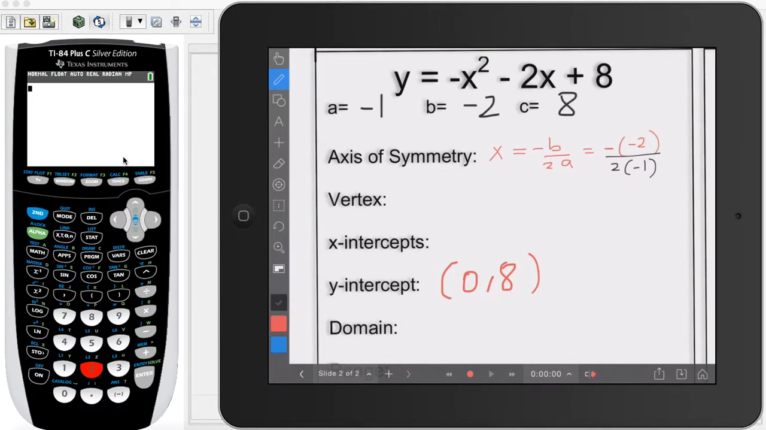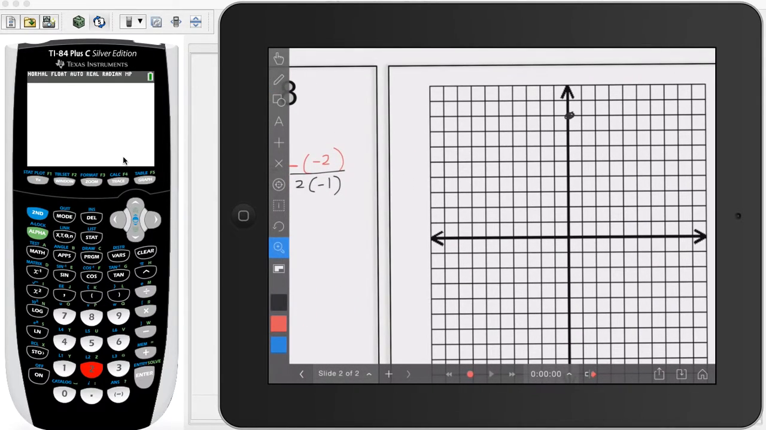So x in this case is negative times a negative 2, which is a 2, over 2 times negative 1, which is a negative 2. 2 divided by a negative 2 is a negative 1. So the axis of symmetry in this case is x equals negative 1. The axis of symmetry is going to be a vertical line that's going to cut my parabola in half, so you can draw that and represent it on your graph.